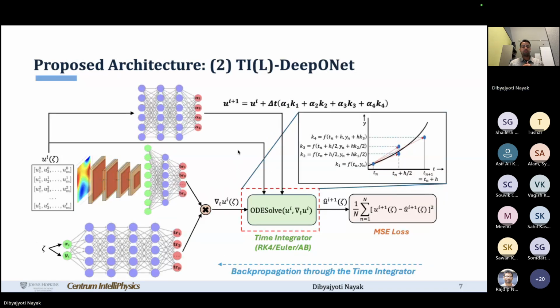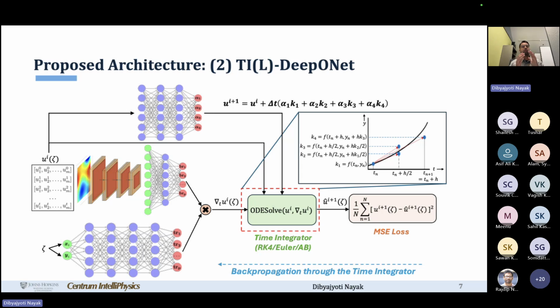Now, we went one step further and proposed a second architecture, known as Learnable Time Integrated Embedded DeepONet. You can think of this as an elder brother of TI-DeepONet, an enhanced version in which, unlike the normal TI-DeepONet, you have this additional branch. I'm going to tell you the significance of this branch. Imagine in the vanilla TI-DeepONet architecture, you're using Runge-Kutta fourth order for the numerical time integration, which is also depicted in this picture.